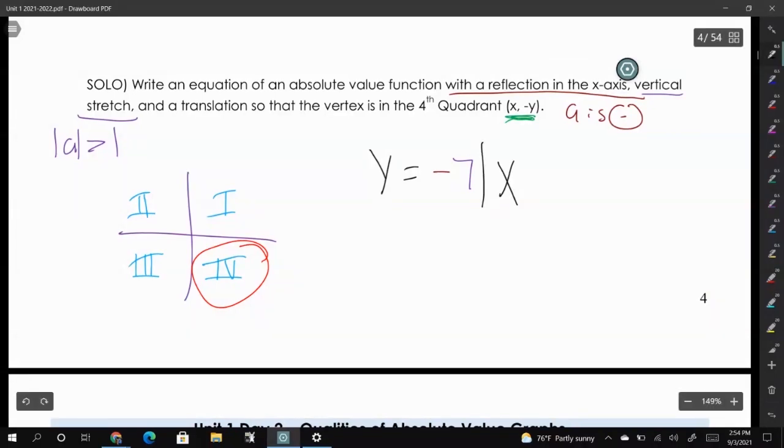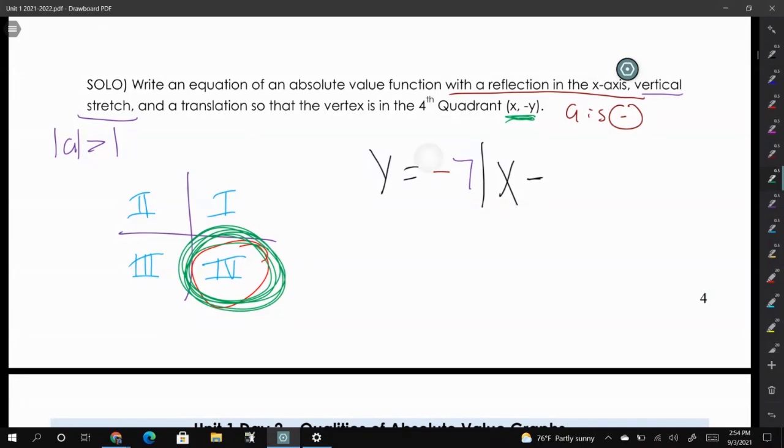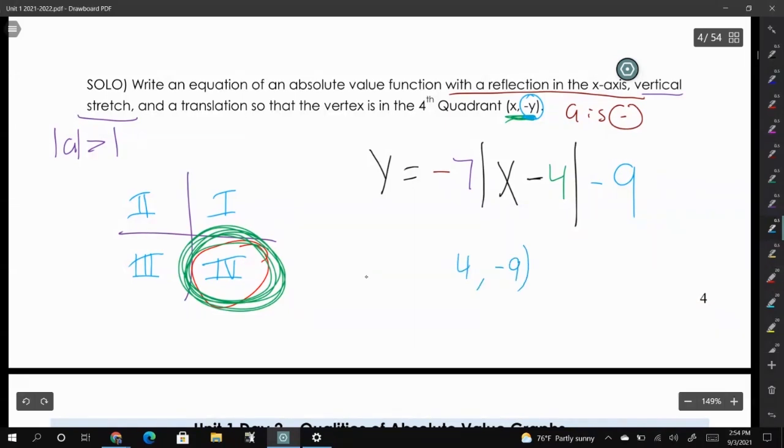X. Now, if we want to be in quadrant 4, that means we need to have a negative sign right here, because our vertex has to have a positive x coordinate. So let's go with 4. Why not? Now the y value of the vertex is negative, so that means we need to have a minus some number out here. Let's go with 9. The vertex of this function is positive 4, comma negative 9, which is in quadrant 4.